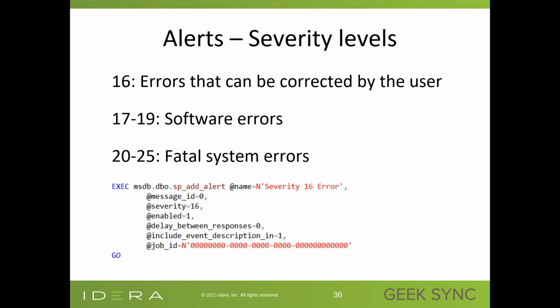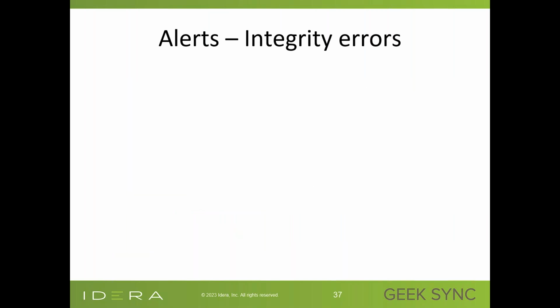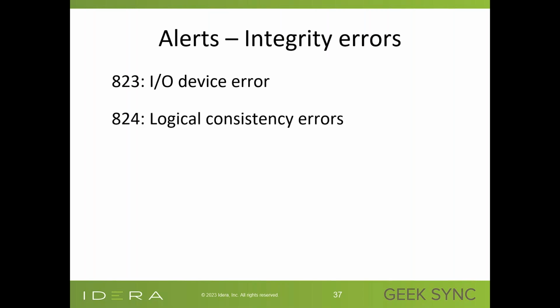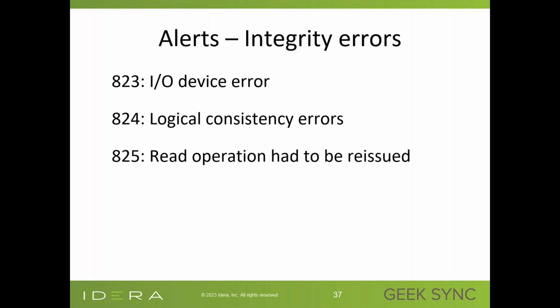Now you can also do integrity check errors. I would strongly recommend this as well. There are three specific ones that I'd want to recommend. 823, which is if you have an IO device error, which means it was having some issues trying to read data pages from storage. Logical consistency errors. If you do have any kind of data corruption, oftentimes it's these. You'll get an 824 error. That means that there's something about the data page that's not quite right. It's usually been corrupted either from something in storage or from an abrupt shutdown.